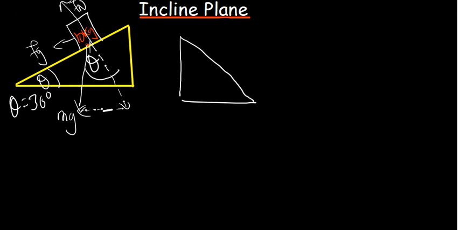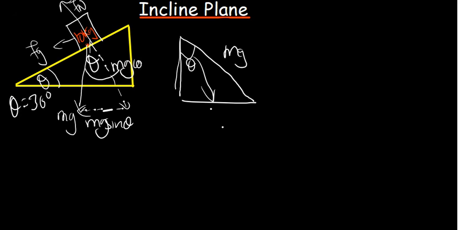So this one we are considering as the mg. Then this is the theta which we have, so this is the opposite. What is opposite over hypotenuse? That is sine. Our opposite of this angle is this one, over hypotenuse. So this one is going to be mg sine theta. This one is the same as that one, so it's the adjacent over hypotenuse, that is cos. This one is going to be mg cos theta.